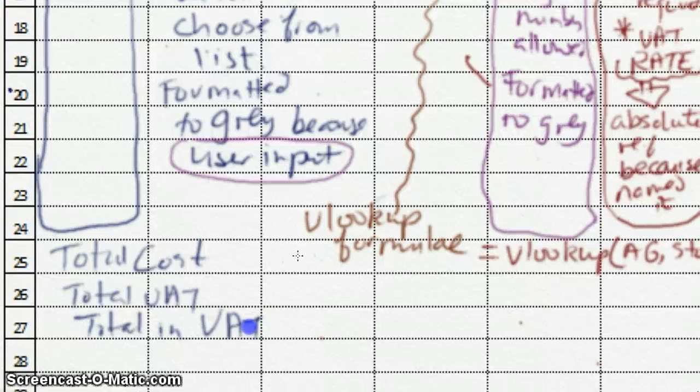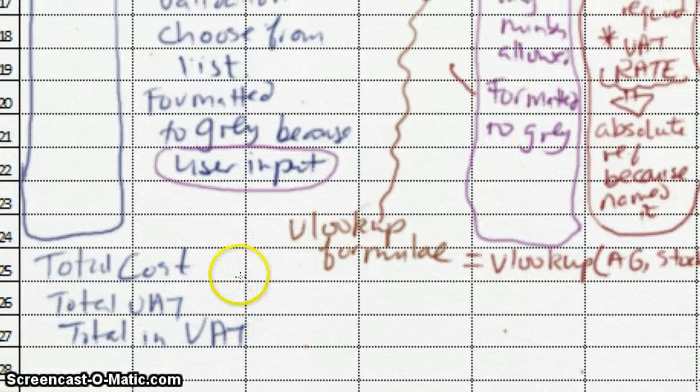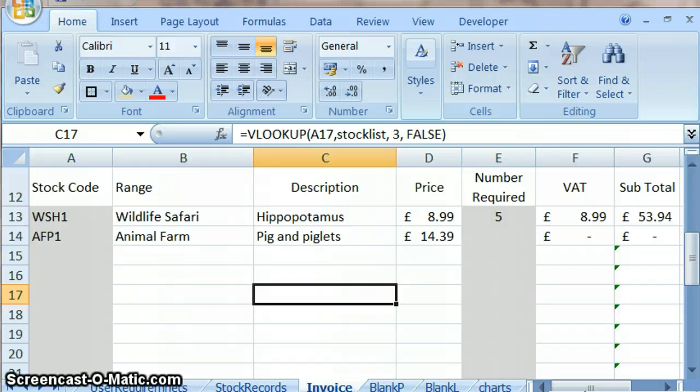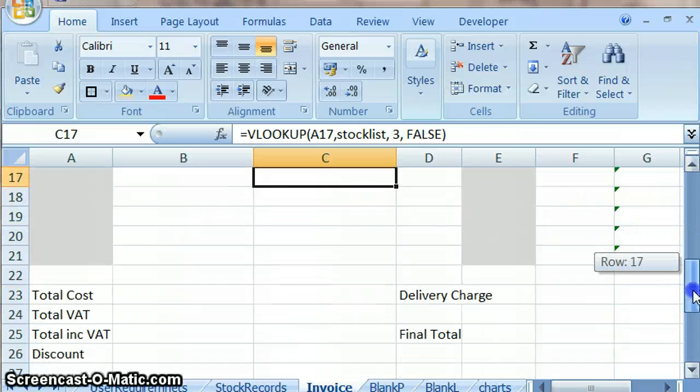Okay, so we've got these things now to do at the bottom, which is the total cost and the total VAT, which are just very straightforward formulas, apart from one for the discount, which is a bit more clever, and you're actually learning something new with that one. So let's have a look at what we need to put at the bottom of the sheet.